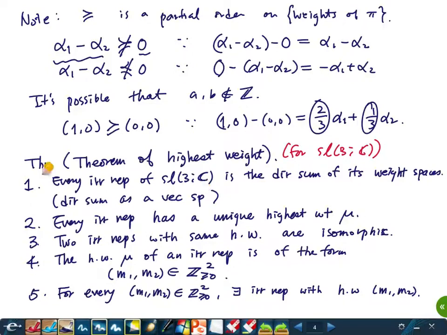So today we'll prove this, and the proof consists of several propositions. So we will prove many propositions today. Any question before I move on? Okay. So the next section is the proof of the theorem.